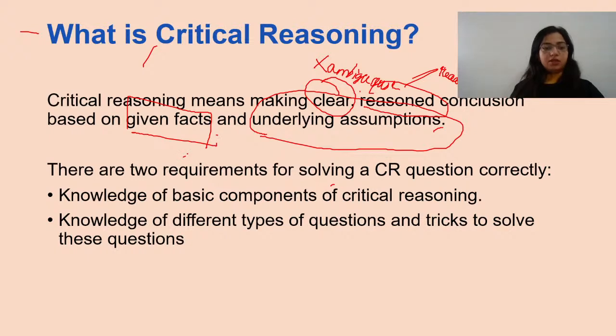Then comes next. There are two requirements for solving a CR question correctly. Number one thing that you need is knowledge of basic components of critical reasoning. There are very basic components of critical reasoning that you need to know before you start off with any question. Then you have knowledge of different types of questions and tricks to solve these questions. So what are the types of questions that are asked, and the tricks, or rather some insights, to solve these questions?